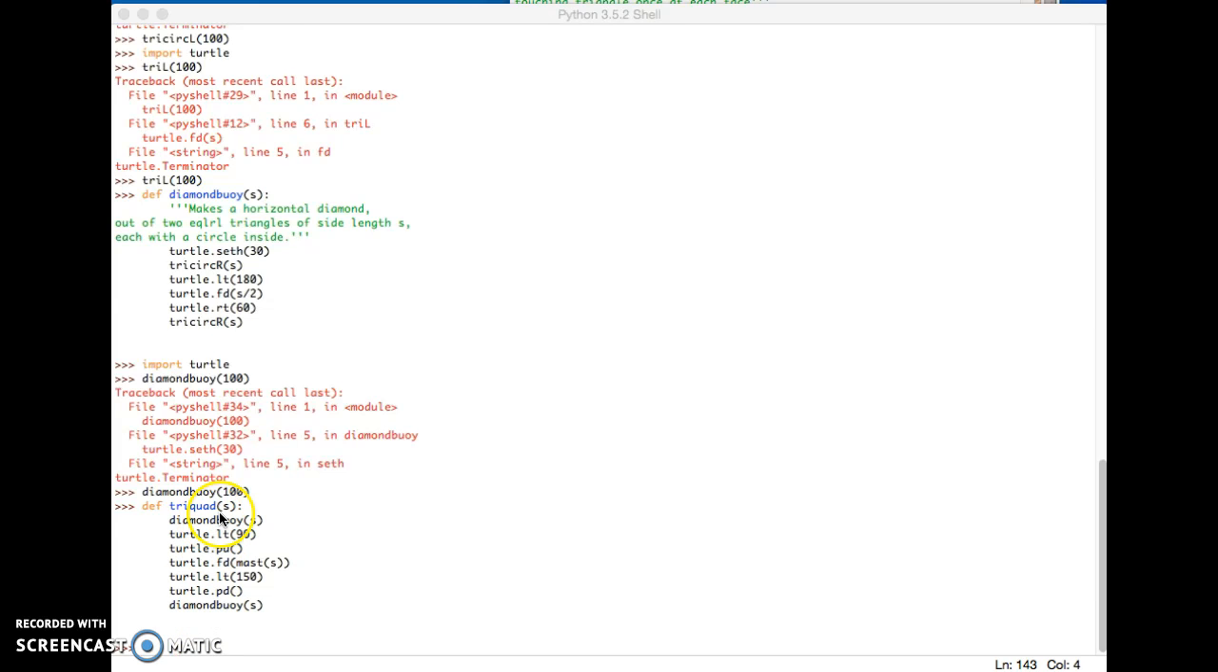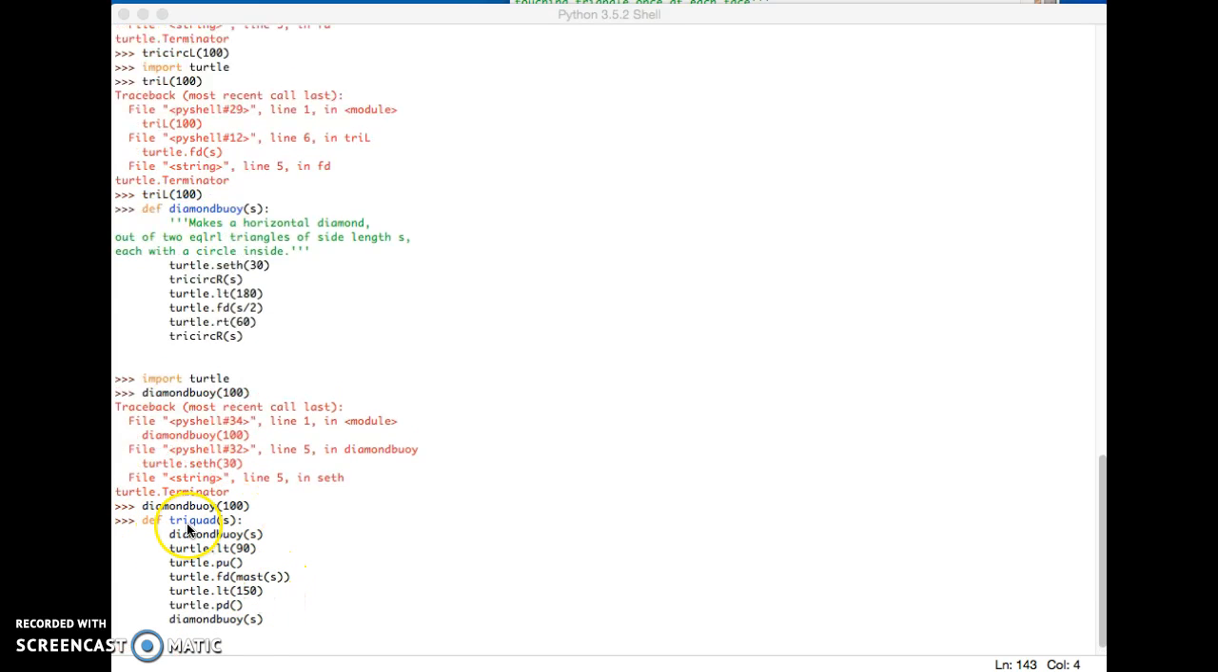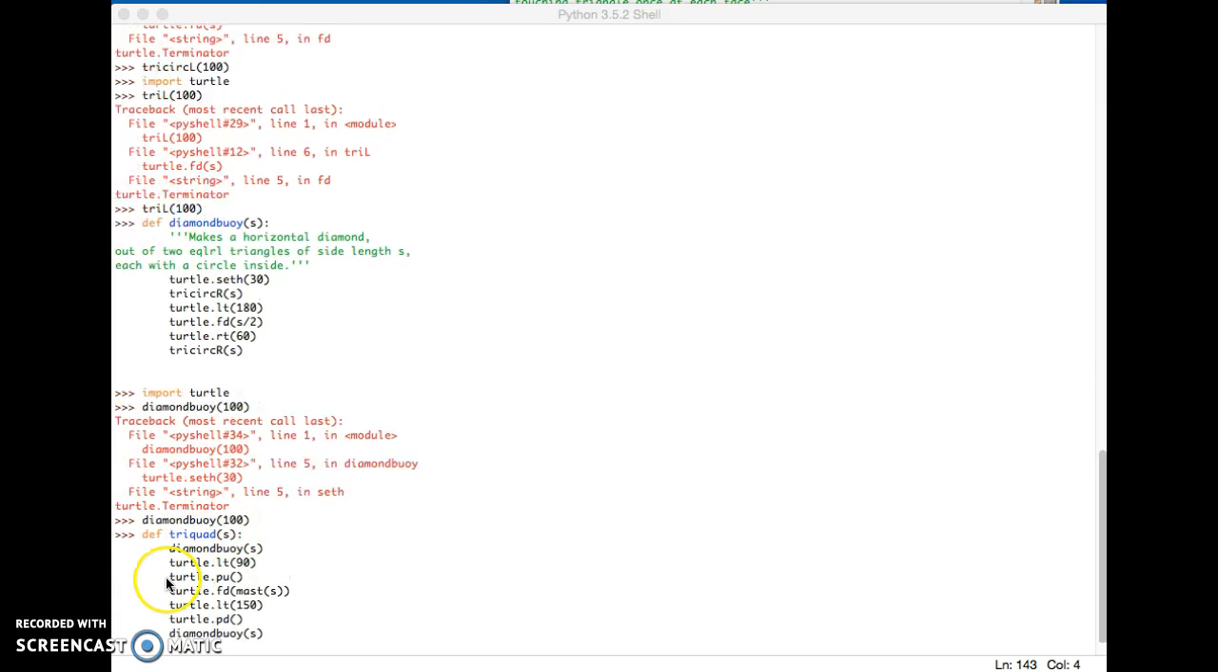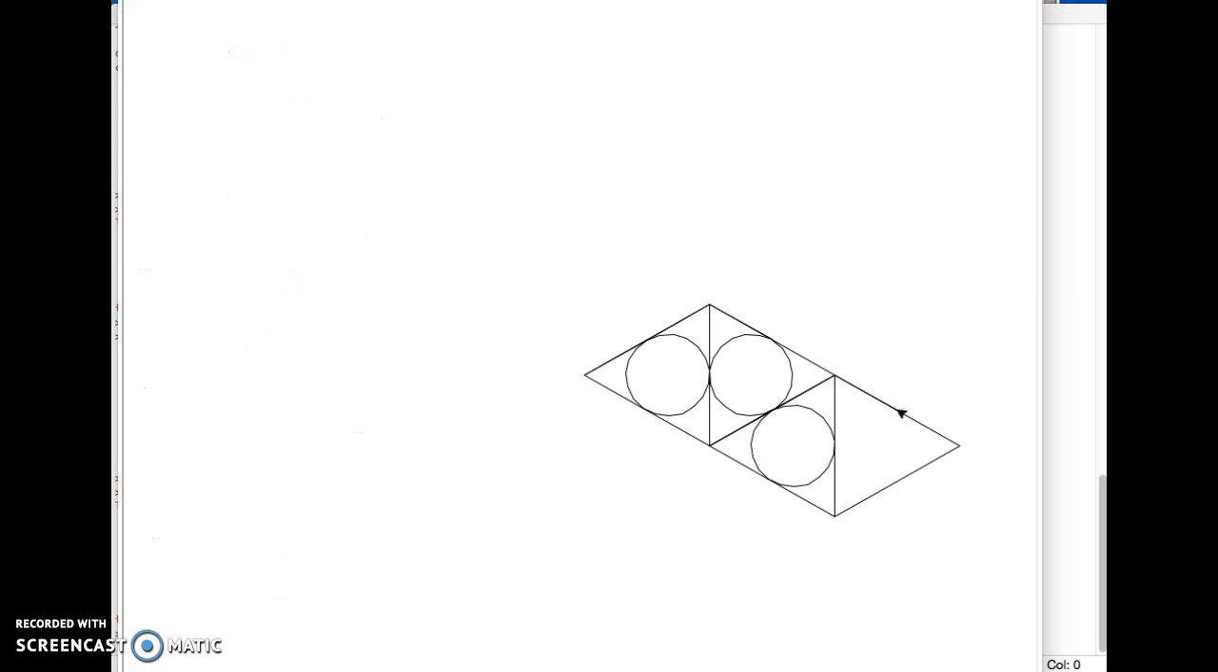Okay, now this next one is called triquad. The tri is for the triangle things, and the quad is because 4 of them are together, so it's a row of the icosahedron. So again, I'm gonna demonstrate for you what that does. Okay, so I've got it going, and it's basically 2 diamond buoys put together, as you can see. And I set the side length to 150 instead of 100, just to show you that I can. But that's what a diamond buoy does.